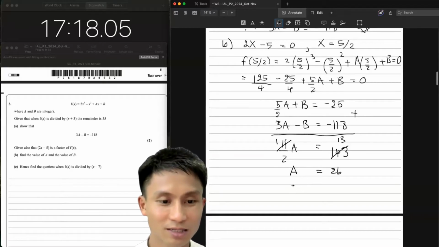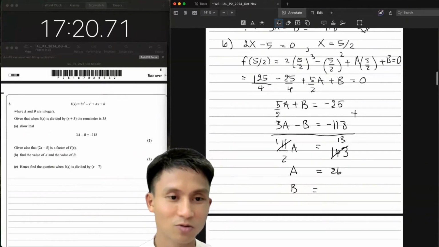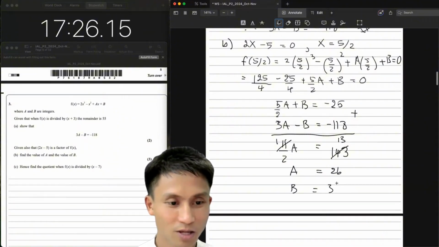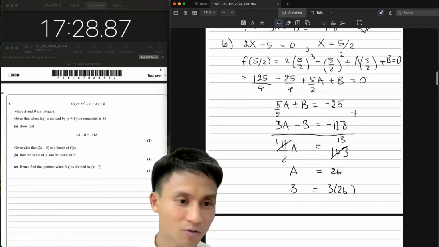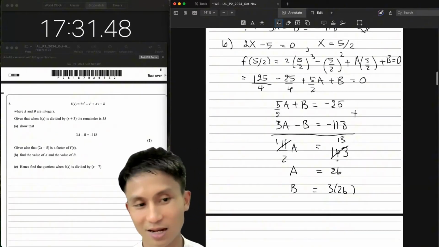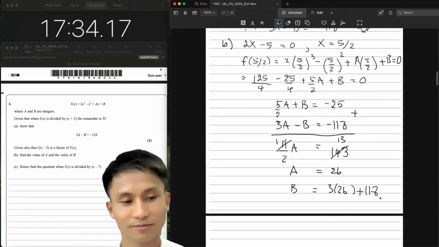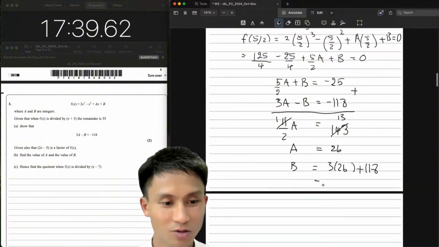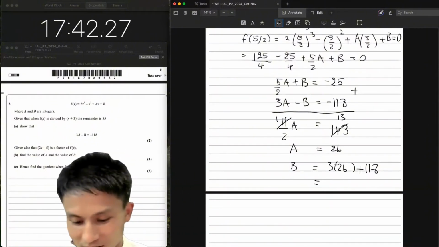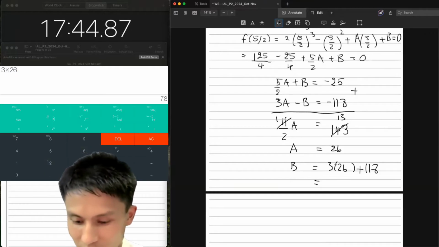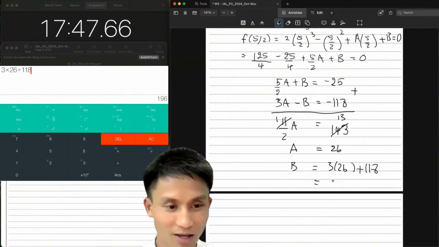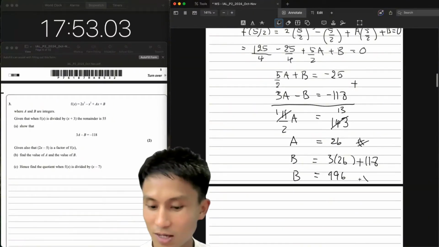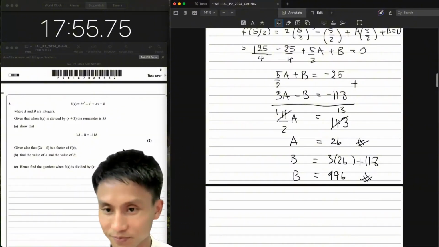If A is 26, then B would be equal to, maybe using the easier one, maybe this one. So that would be 3 of A, and then I move B to the right and minus 118 to the left. I should have a plus 118 here. It's like I'm switching the sides as well, making B the subject. So what is that? Let me use a calculator, guys. Okay, maybe mental math is going to take some time there. So A is that and B is 196, right?